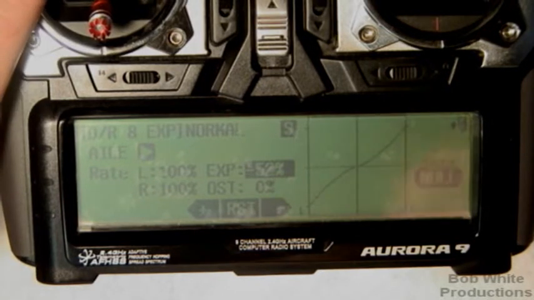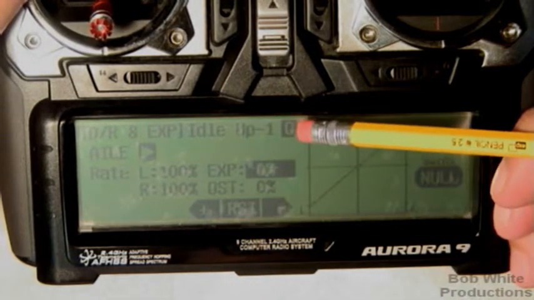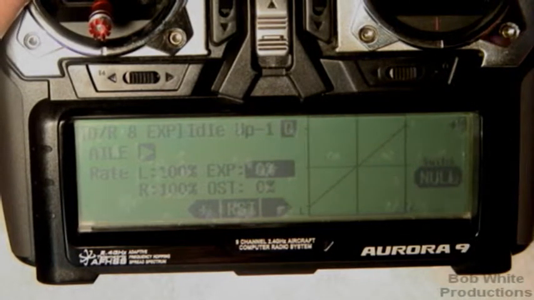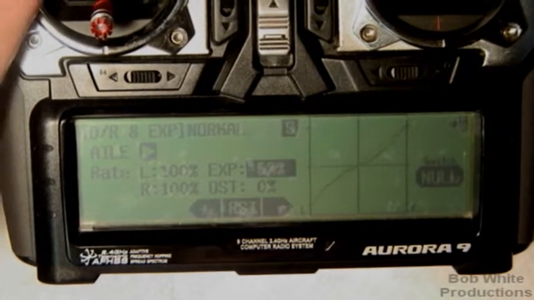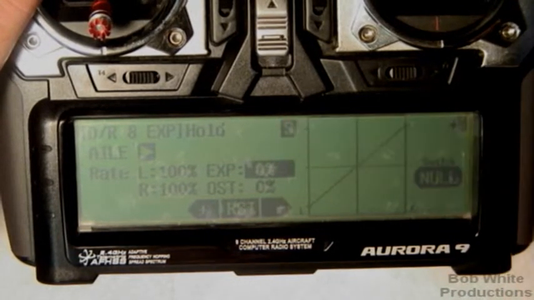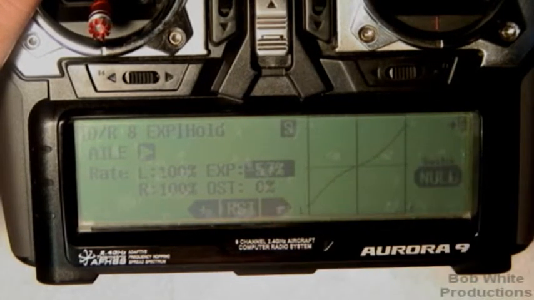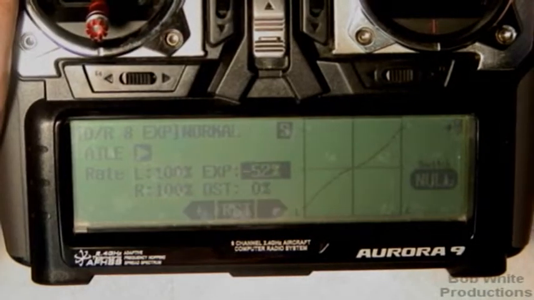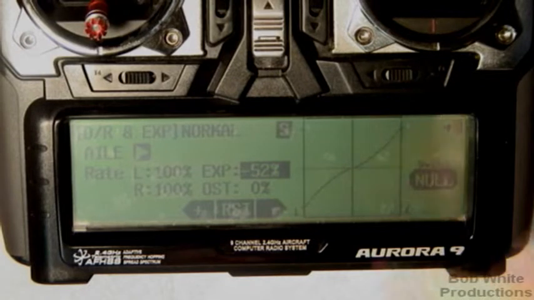So now, let's say you want 62 expo in normal, and when I go into idle up 1, notice it's back to a C. Let's say I want idle 1 to be different than idle 2. Or let's say I don't. If I want idle 1, idle 2, and hold to be the same, then I could just leave idle 1 combined and idle 2 combined. But let's say in normal, I want that expo, and in hold, I want that expo. I go into hold, I change hold to be separate. Now, I can go ahead and dial in some expo in there. So now, if you'll notice, normal has 57, I got 57 in hold, but notice my idle ups are 0. All right, so that's what that C and the S does.